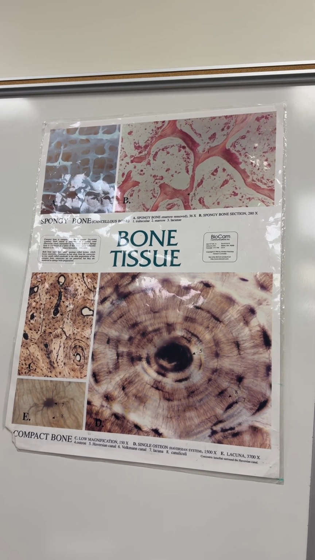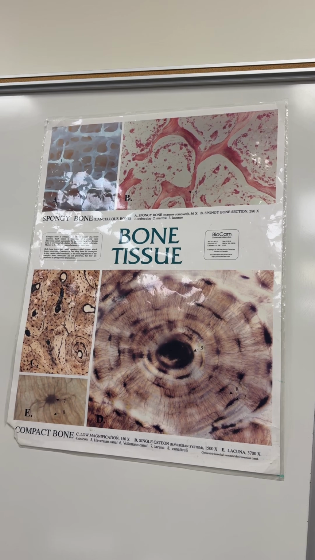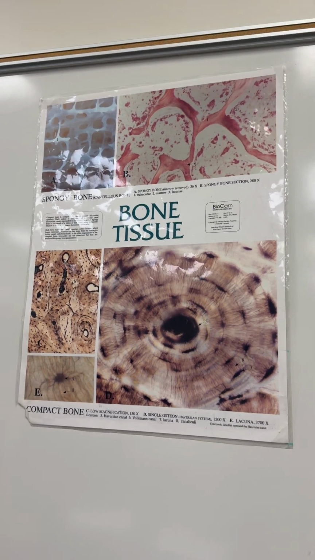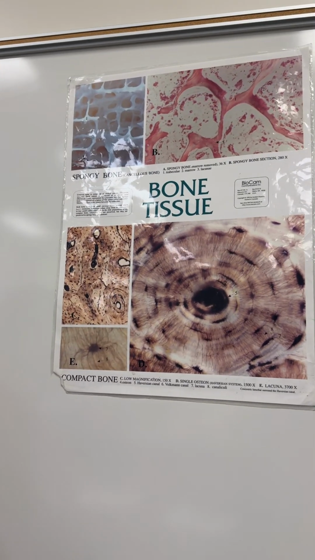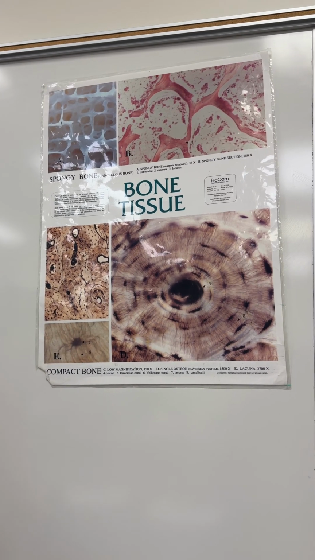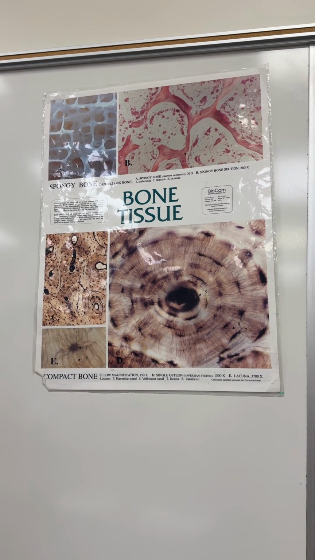Red bone marrow is the place where our body builds various kinds of blood cells. Red blood cells, different types of white blood cells. They are made there in the bone marrow, in the red bone marrow.